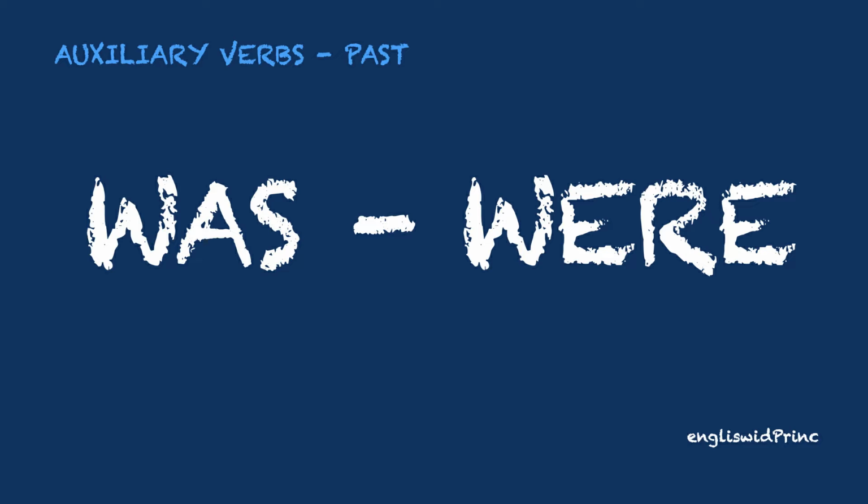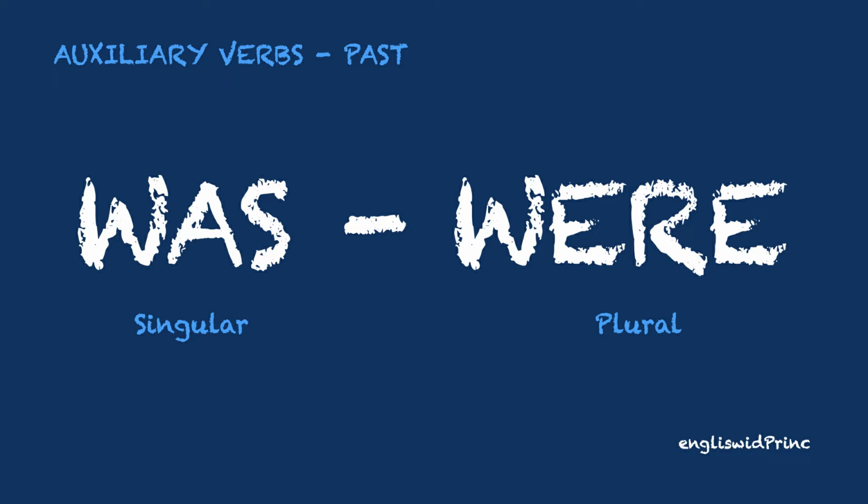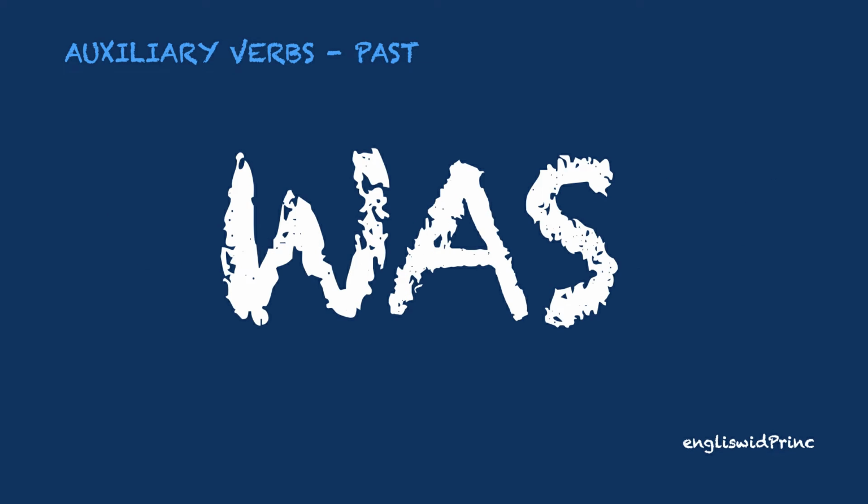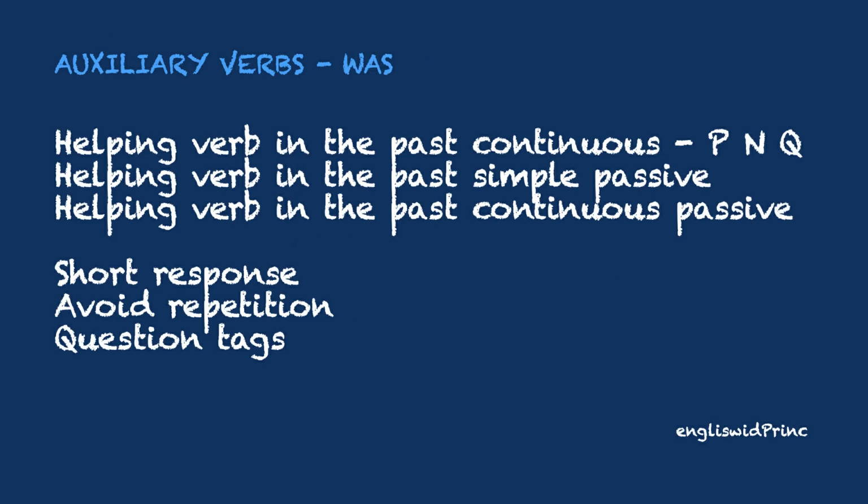Firstly, let's look at was. And one more thing is, was is for singulars and were is for plurals. Let's look at the first one, was. Was is used in past continuous positive, negative and questioning. Next, same used in past simple passive. Next, used in past continuous passive. Next, short responses, avoid repetition and to add question tags.